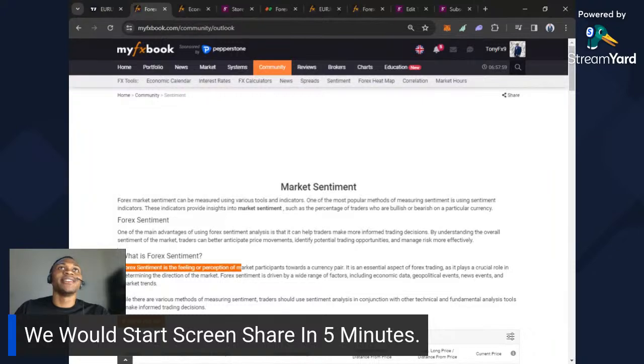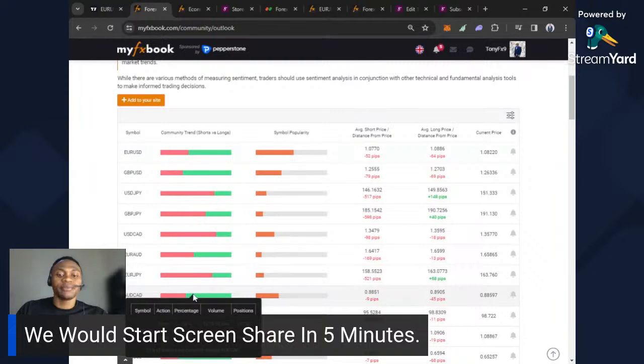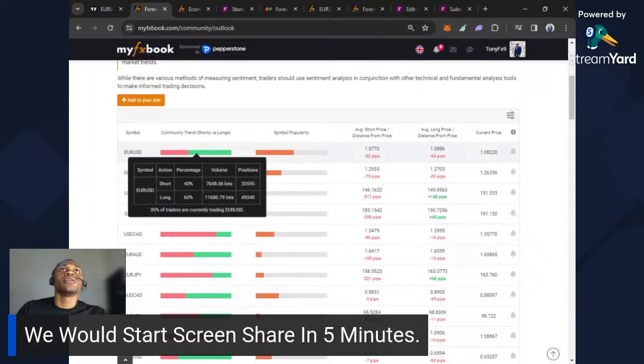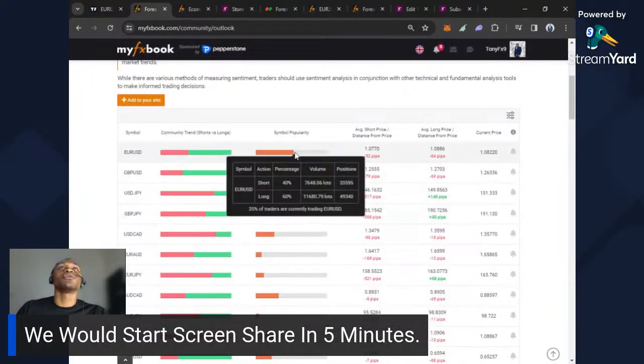Okay, so with that said, this is Euro USD, and based on the sentiment, you can see that it's loading. It's meant to give us a percentage back. Okay, it just loaded up. So now we have 60% long, 40% short for Euro USD.